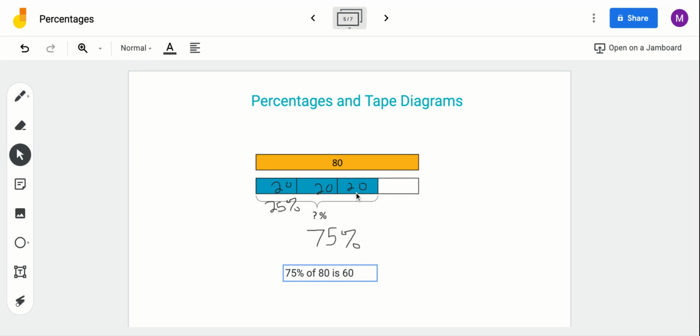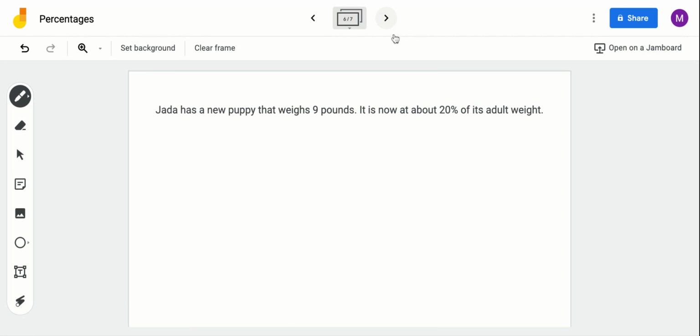20, 40, 60. If we put the other 20 here, that would be up to 80. But we only count the ones in blue because that is our 75%. 20, 40, 60. 60 is 75% of 80.